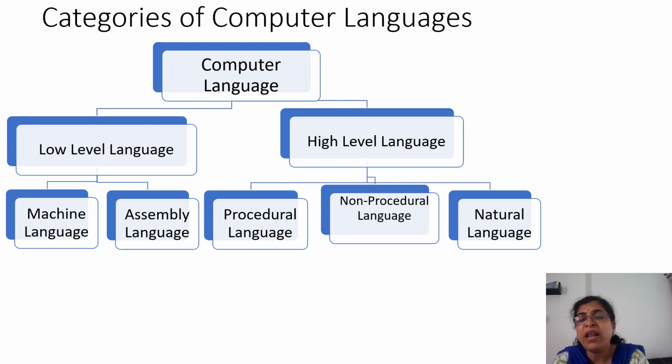So these low-level languages are machine-dependent languages, whereas high-level languages are machine-independent languages. What does that mean? Machine-dependent means it works only on a particular machine. Suppose we have written a program in assembly language or machine language, it cannot be used on any other machine because it is not compatible with other machines. Whereas high level languages are machine independent, which means that if you write a program in a procedural, non-procedural or natural language, it can be used on any other computer also.